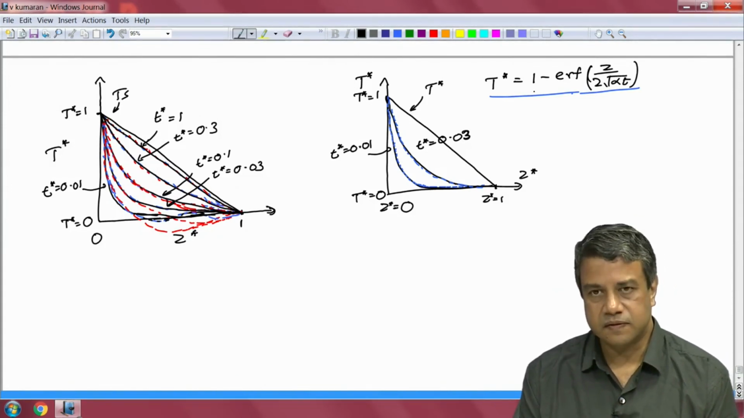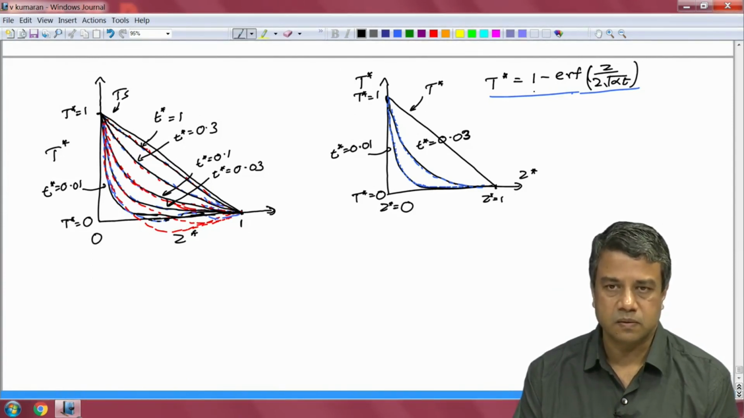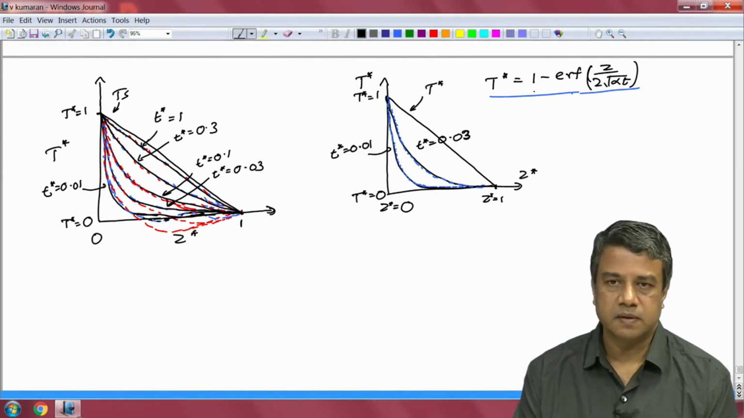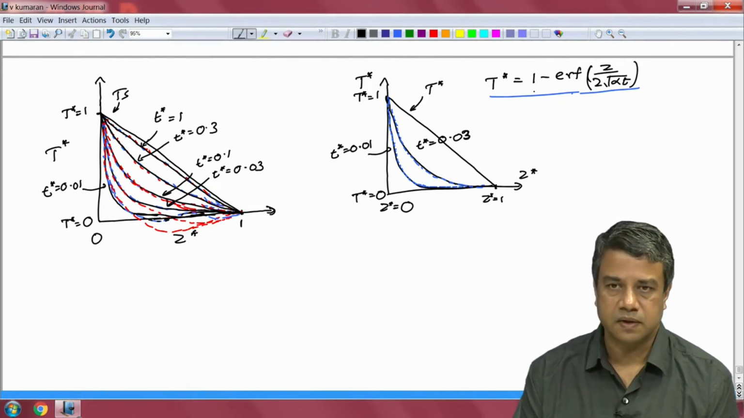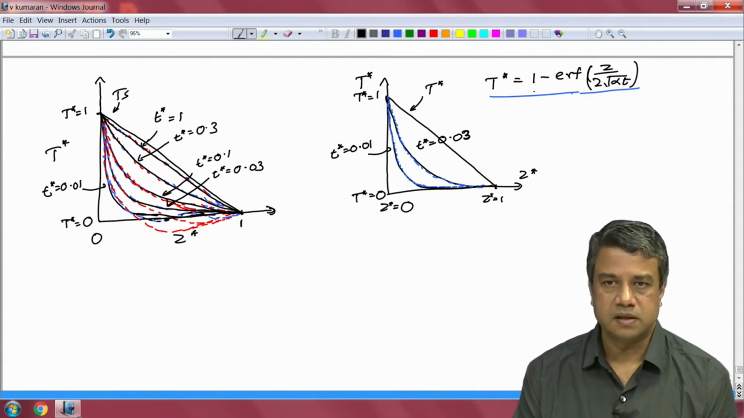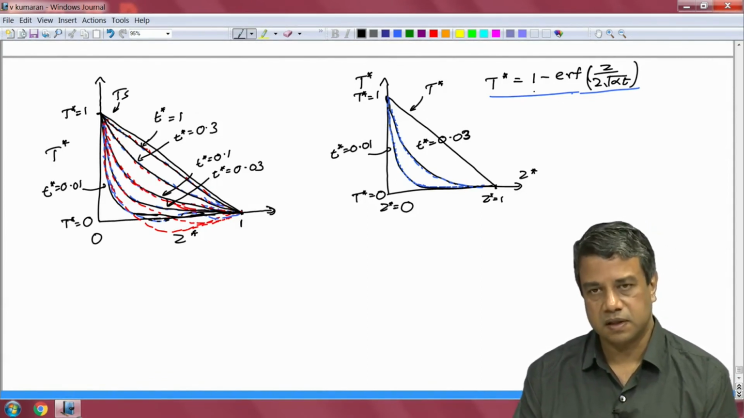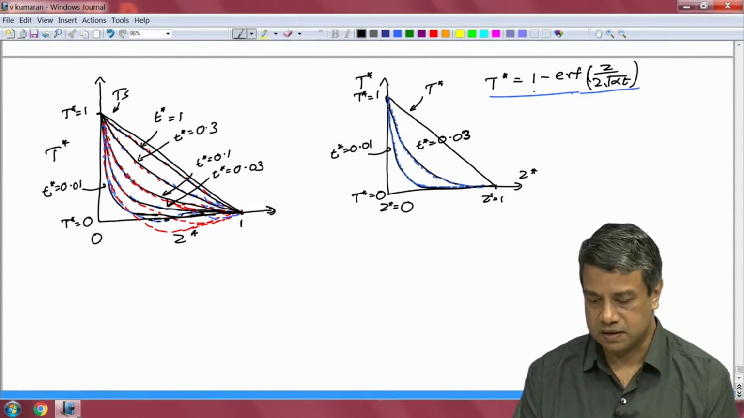So, this sort of gives you a contrast between the advantages and the disadvantages of the two methods. Okay. The separation of variables with a finite number of terms is good for late times, similarity solution is good for early times, and the combination of these two can give you accurate results for all times for conduction into a medium of finite thickness.